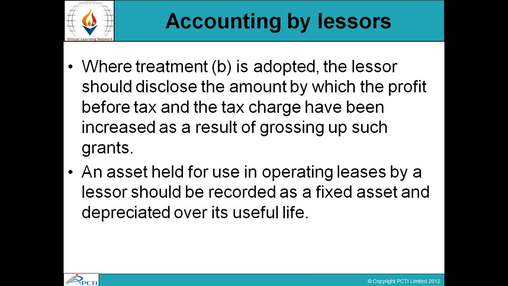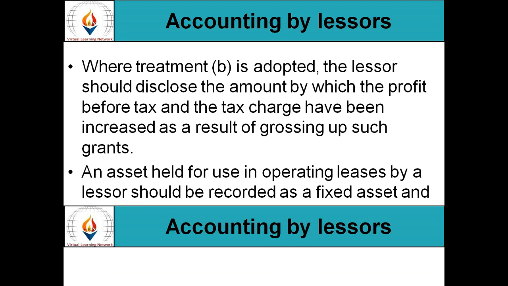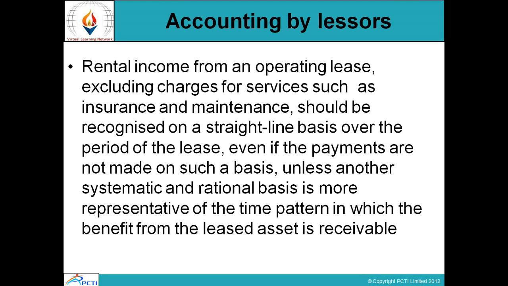An asset held for use in operating leases by a lessor should be recorded as a fixed asset and depreciated over its useful life. Rental income from an operating lease, excluding charges for services such as insurance and maintenance, should be recognized on a straight line basis over the period of the lease, even if the payments are not made on such a basis, unless another systematic and rational basis is more representative of the time pattern in which the benefit from the leased asset is receivable.